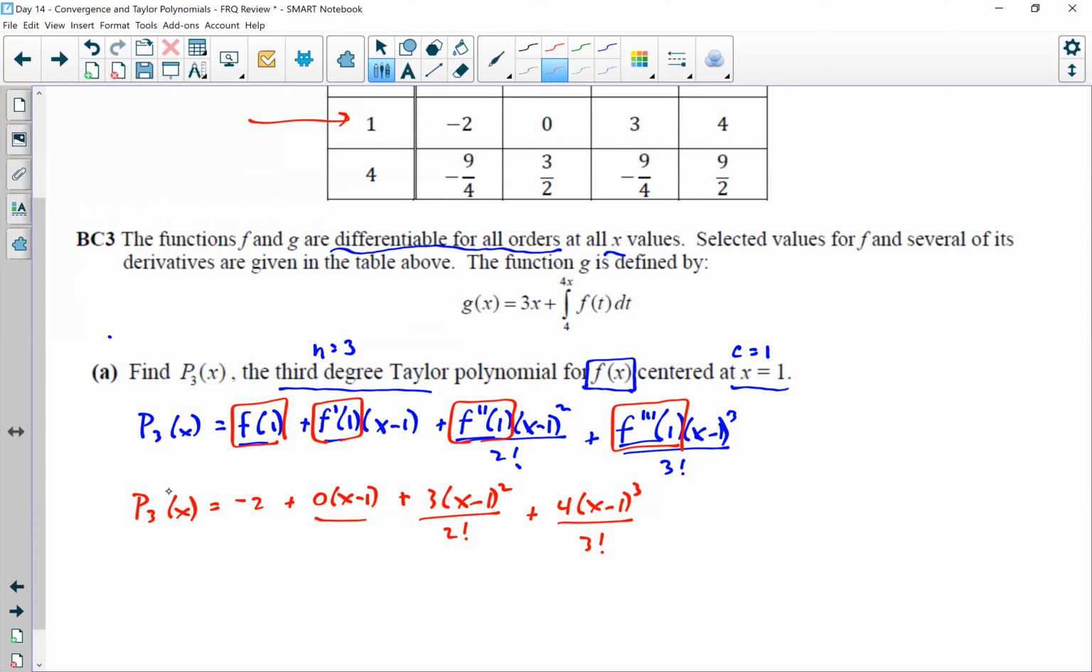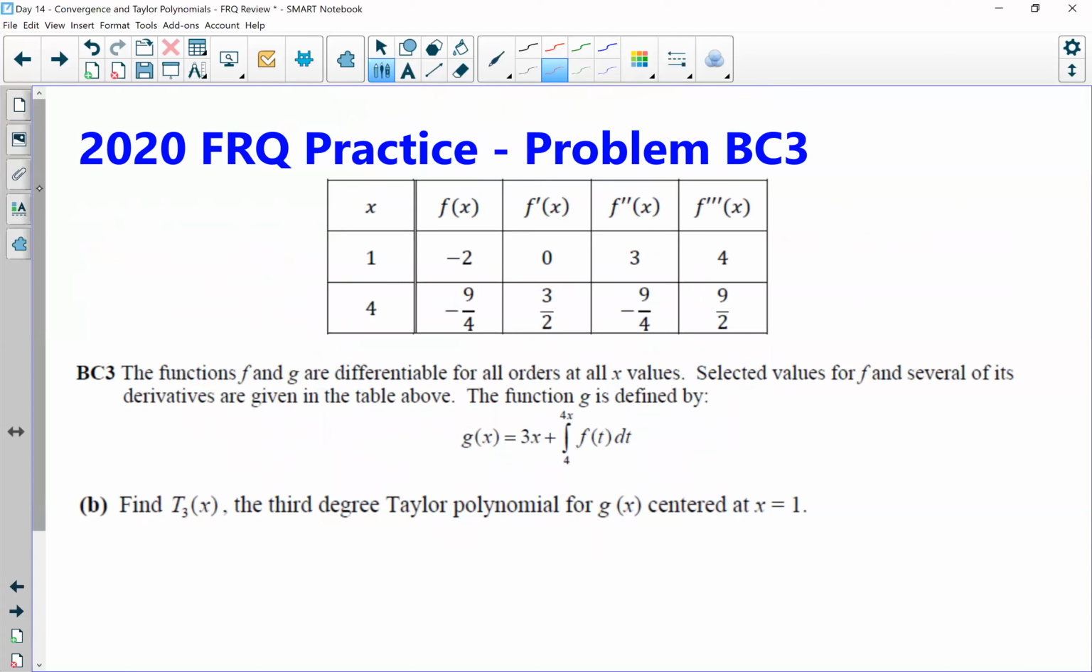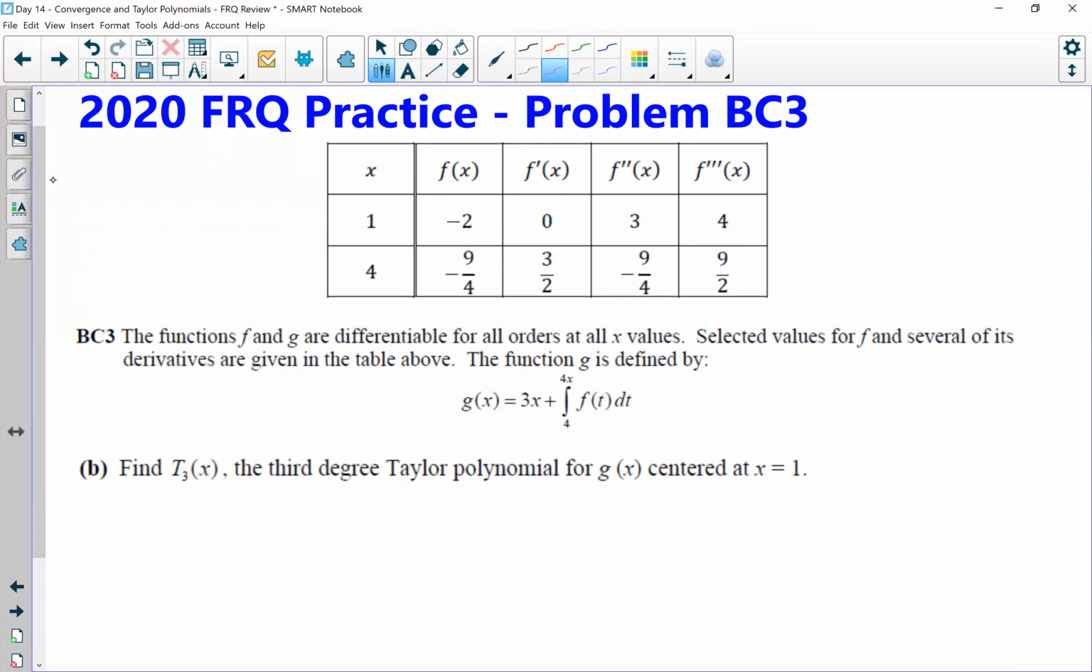So then part B, same idea, right? Same stem, but now we're finding T sub 3, another Taylor polynomial. It's a third degree polynomial. The difference is it's centered at 1 still, but now it's for g of x. So we still see the same center. It's still a third degree. So everything is very similar to part A. The only difference is we're doing it for g. But that one tiny change, we're going to see this actually makes a really big difference in our answer and how we set this problem up.